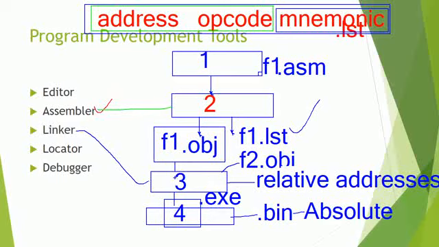The linker creates the .exe file, and the locator converts the .exe file into the .bin file, and it assigns the absolute addresses to your program. Absolute addresses are nothing but the physical addresses which are there in your memory.